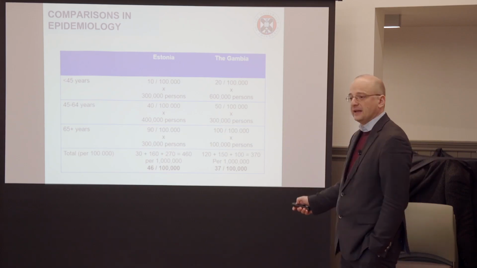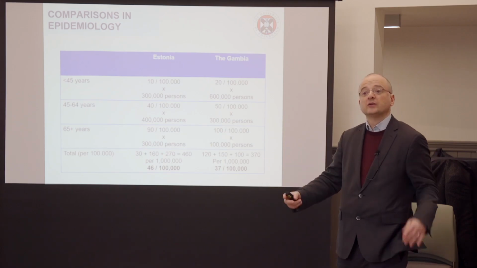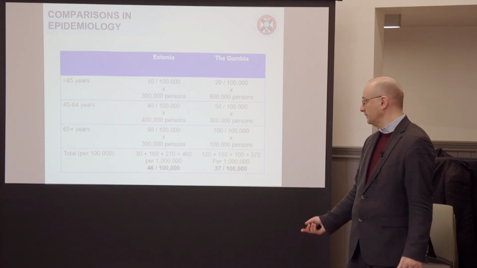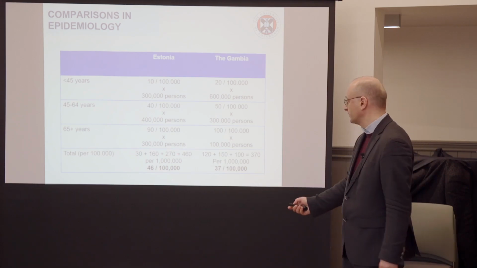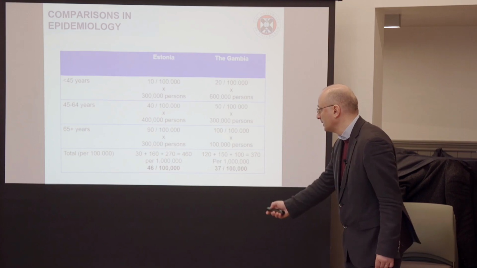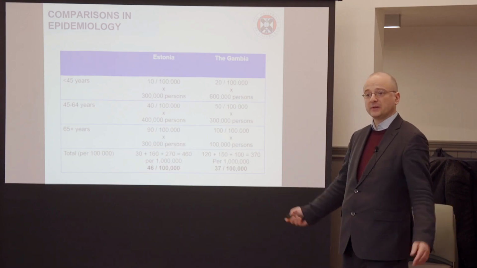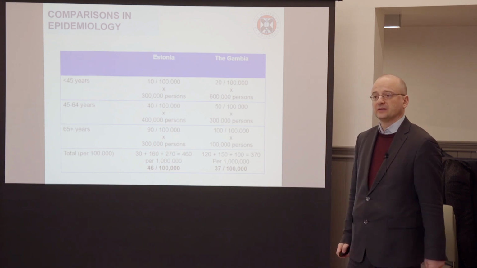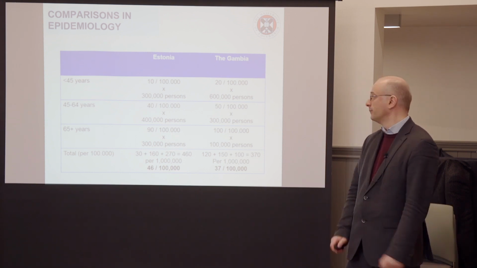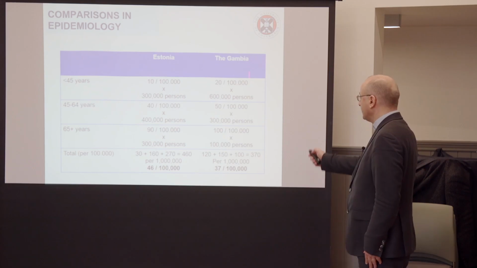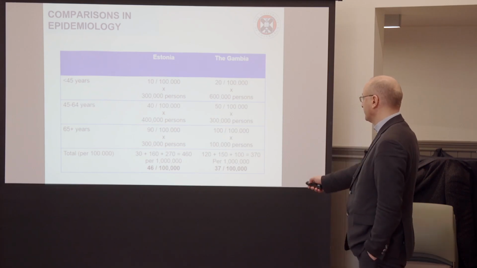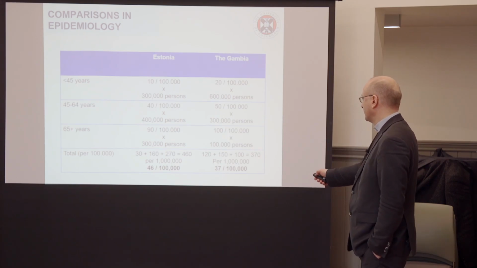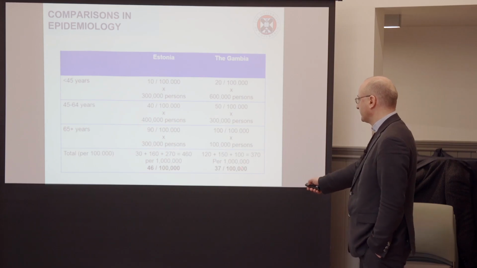And these are new cases over 1 year, so you can calculate the incidence. New cases 460, 1 year per 1 million people, now the whole population, all right? And you get 46 per 100,000. That's your incidence for Estonia. The Gambia, you do the same, you get 120, 150, 100, you get 370 per million, 37.